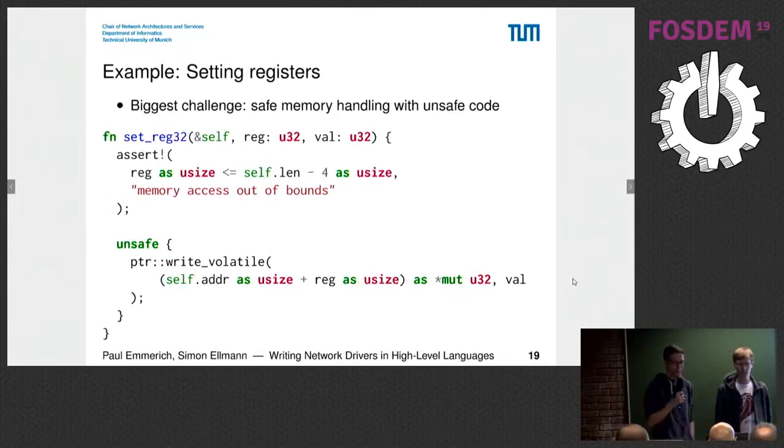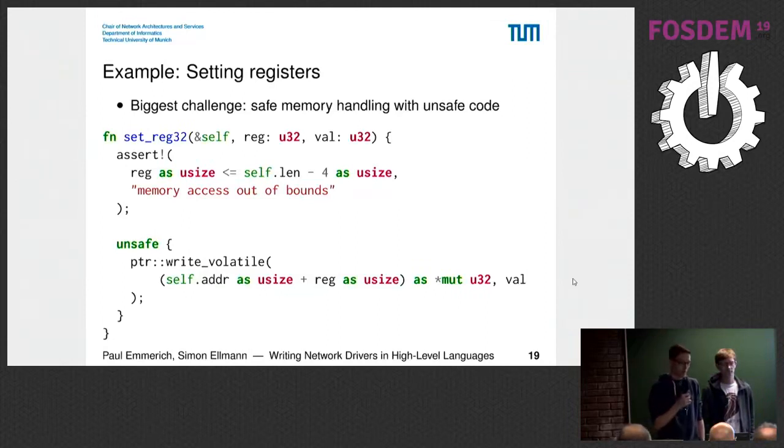Where did we use unsafe code in our driver? Well, for example, to set the registers of the device. We have a set register method that takes a register and a value, and we use pointer write volatile to write to the memory address of the register. But before we do that, we verify that the memory address of the register is indeed inside of our memory region.